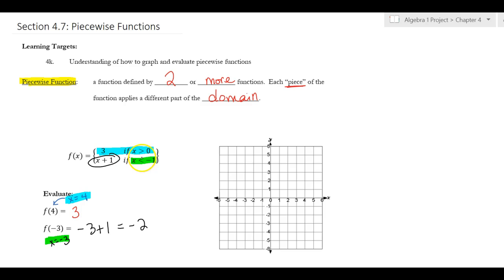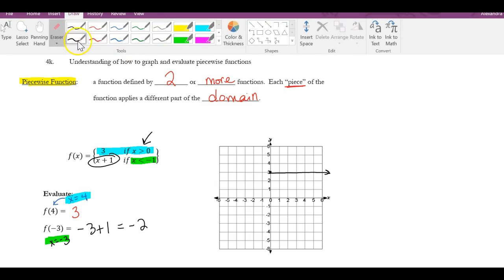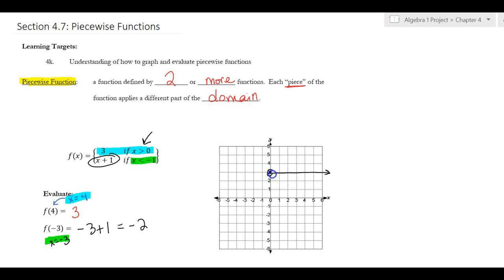Okay, so for graphing, what you do is you just graph it. I'll always start off by just graphing the line. So f of x is 3 is a horizontal line at 3. Okay? But now I have to do this control of it. And so what I do is I take my eraser and I'm going to erase everything to the left of 0. And then the only other thing I should do is, because it does not include that, I should make this an open circle. And so it's on the right side of 0, it's this value.